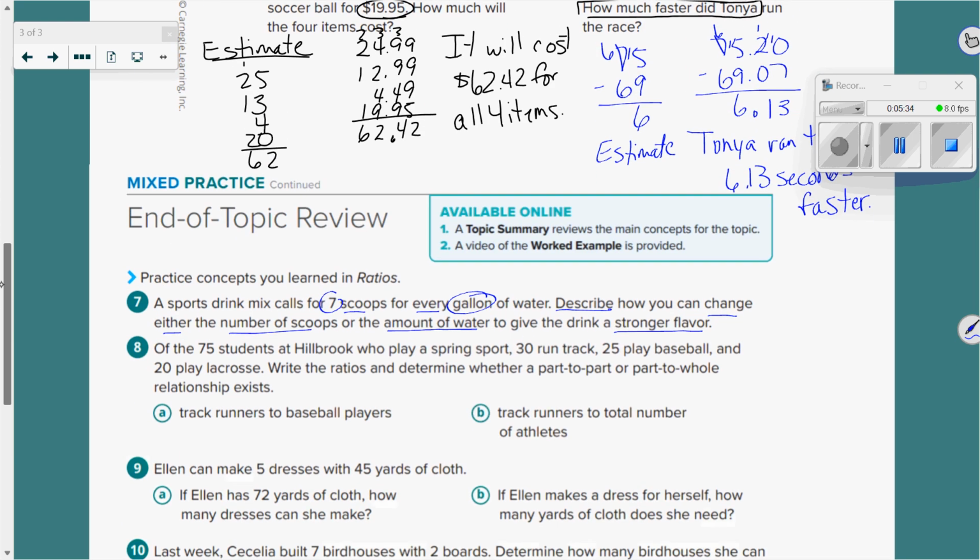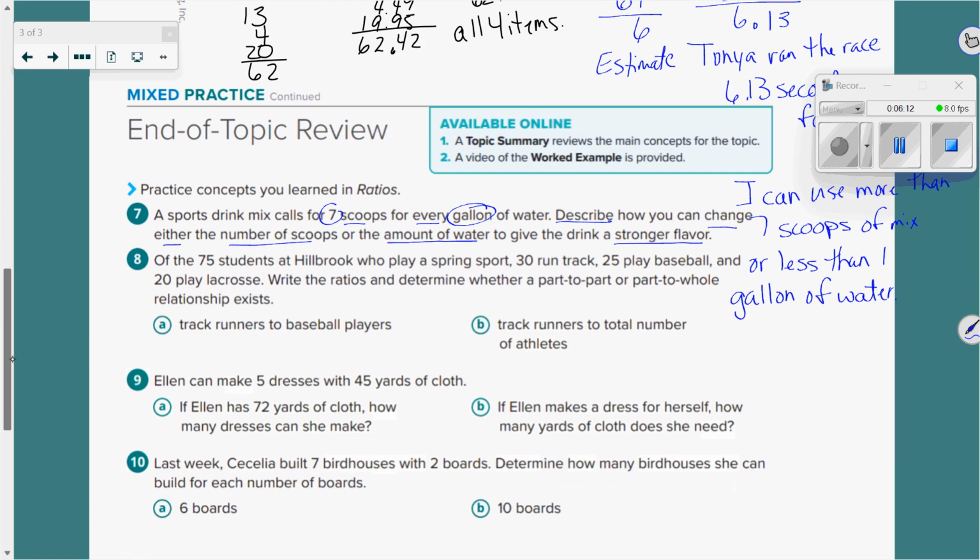If I want it to be stronger, more than 7 scoops of mix, or less than 1 gallon of water. Either one of those would make the drink taste stronger. So be aware in the test, it may ask you, how do you make it weaker? You have to be able to go both ways.